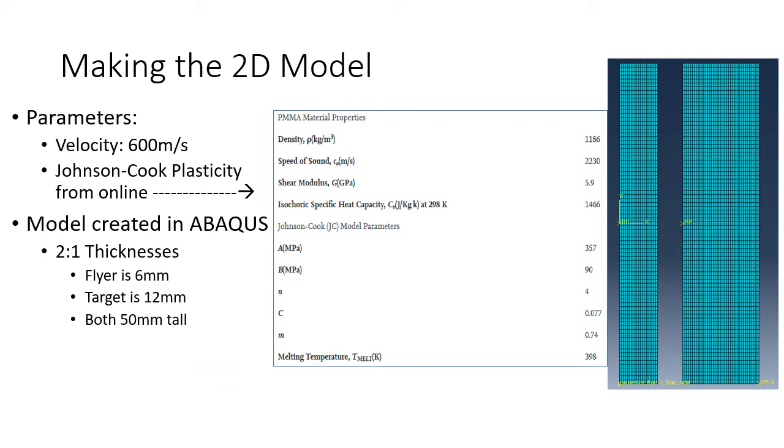So when I made this model in Abaqus, it was a two-dimensional model using Johnson-Cook plasticity parameters from online, a velocity of 600 meters per second for impact, and a 2-to-1 thickness ratio where the target was twice as thick as the flyer, so the target was 12 millimeters, the flyer 6 millimeters, and to negate any vertical effects, they were both tall enough to be around 50 millimeters.